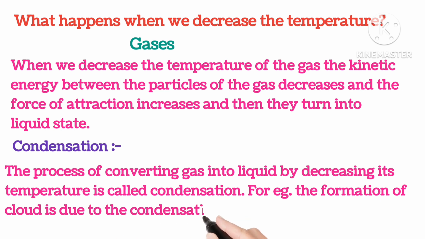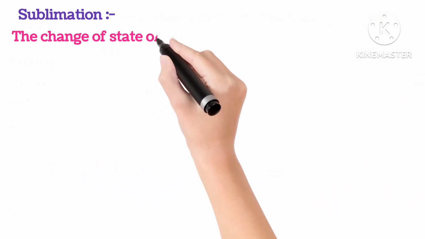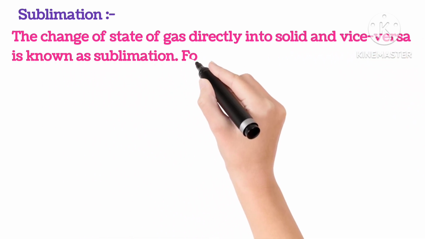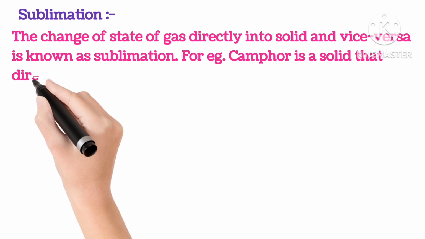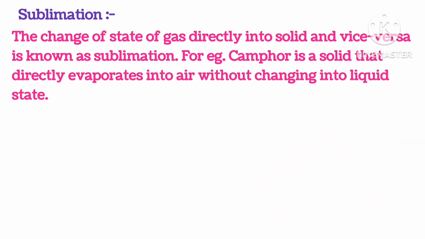Example is the formation of cloud due to condensation of water vapor from the earth. Sublimation. The change of state of gas directly into solid and vice versa is known as sublimation. For example, camphor is a solid that directly evaporates in air without changing into liquid state.